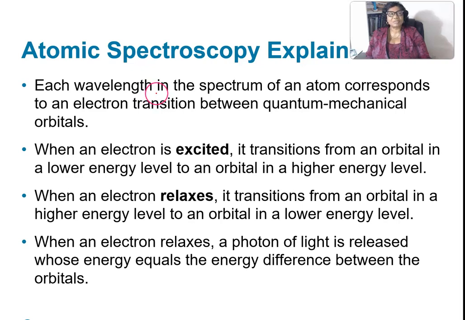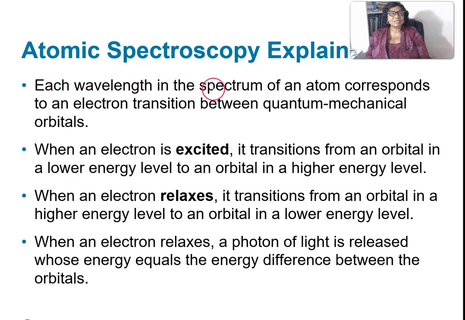Last class we talked about energy levels, sublevels, orbitals, and we even talked about the number of electrons that can be in those energy levels. Now we want to talk about atomic spectroscopy.